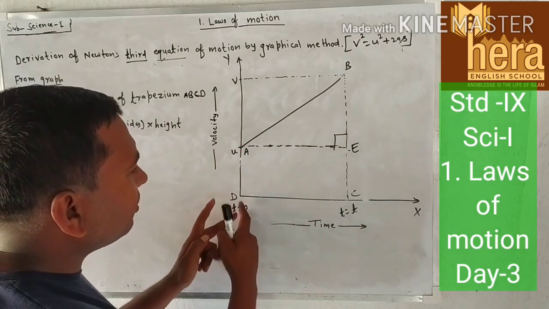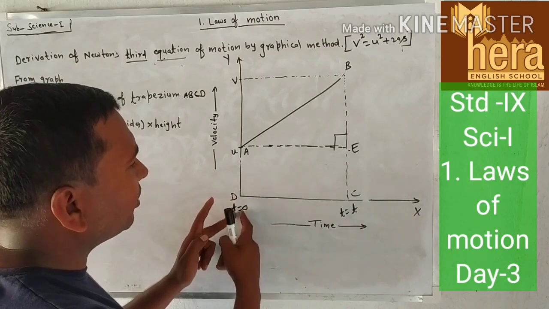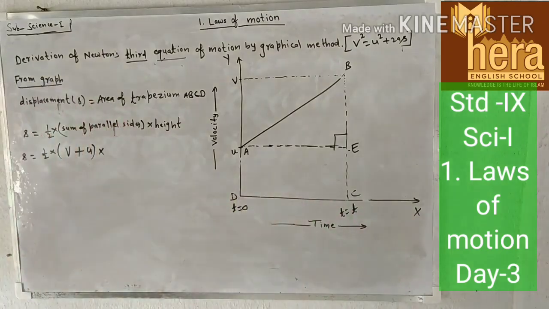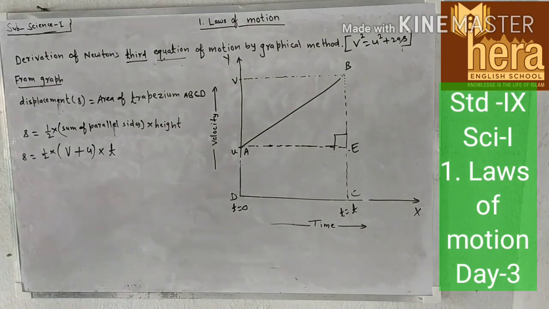At t equal to 0 and t equal to t, the height will be t minus 0. So this will be t. Understood?